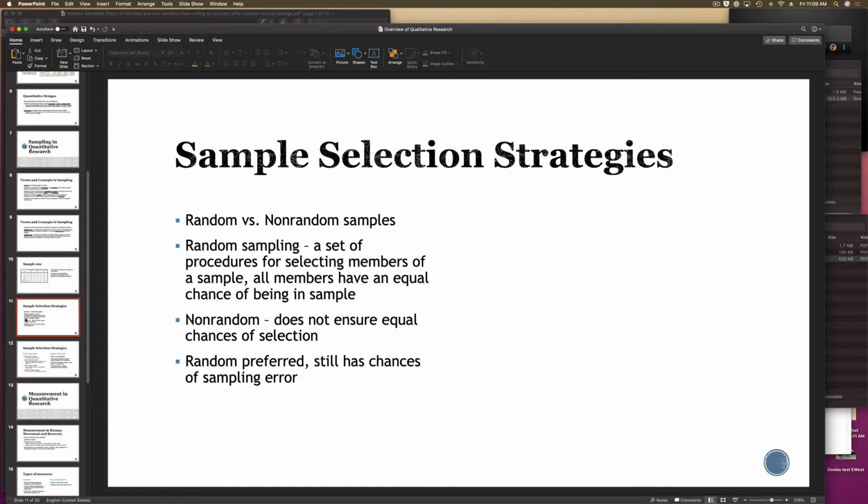So random sampling does run the risk of giving you an uneven balance in certain subject characteristics. If that's the case, then you may want to use a different type of selection strategy, which we're going to talk about on a future slide. Non-random selection does not ensure equal chances of selection. Random is typically preferred over non-random, but there still are chances of sampling error in random selection strategies.